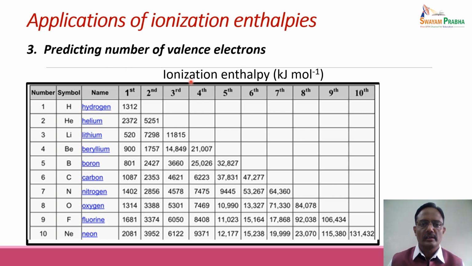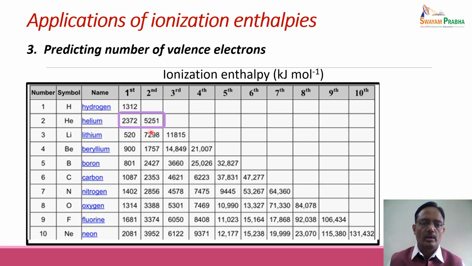If we see the first, second, third, fourth, etc. ionization enthalpies of various elements, they will have certain values. Now, on the basis of these values, we can predict how many electrons are present in the valence shell of that particular element. Consider the example of lithium. The first ionization enthalpy of lithium is 520 kilojoule per mole, whereas the second ionization enthalpy is around 7298 kilojoule per mole. Now, this large difference is a clear indication that the first electron is lost very easily, whereas the second electron requires a lot of energy for its removal.